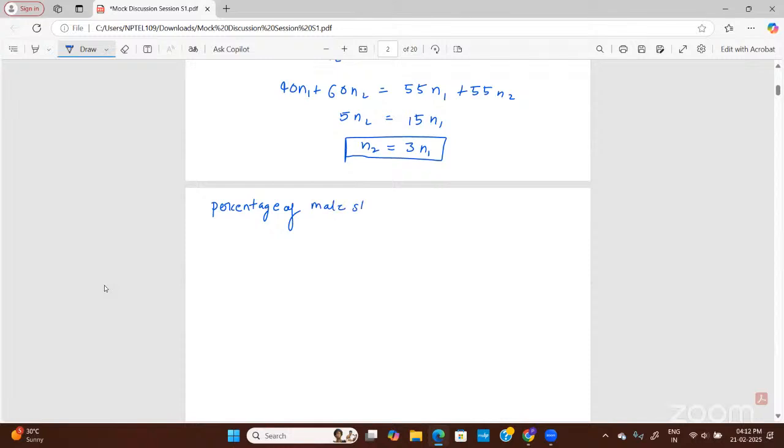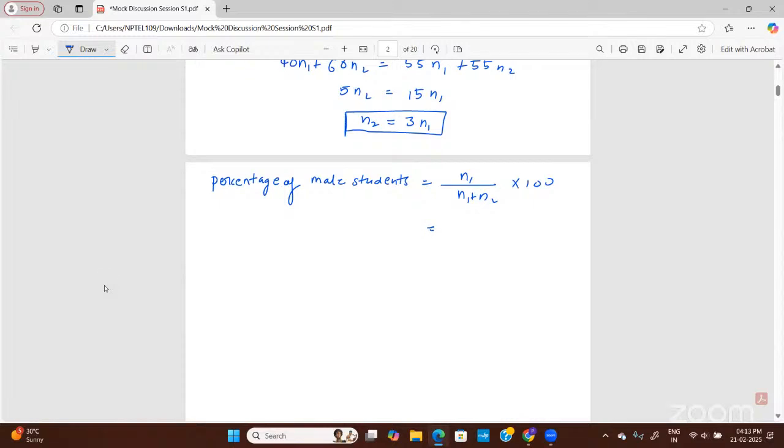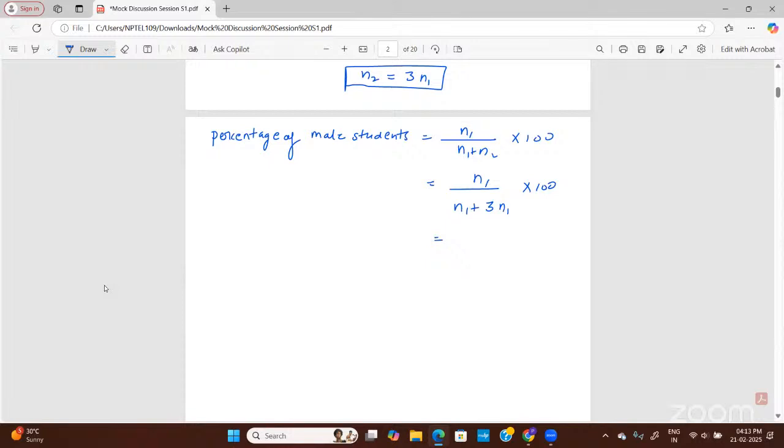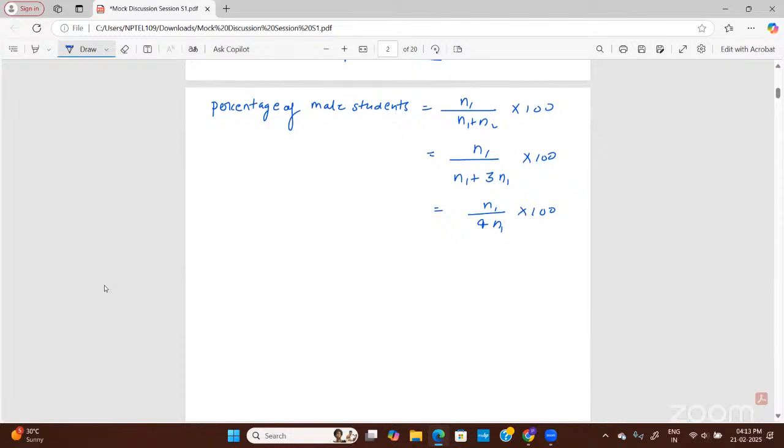The percentage of male students will be equal to the total number of male students, n1, over total students, which will be n1 plus n2, into 100. Now from here, we can put the value of n2, which is 3n1. So it will be n1 divided by 4n1 into 100. If you solve it, it will be 25%, right?